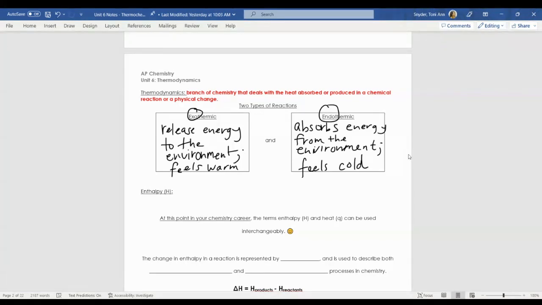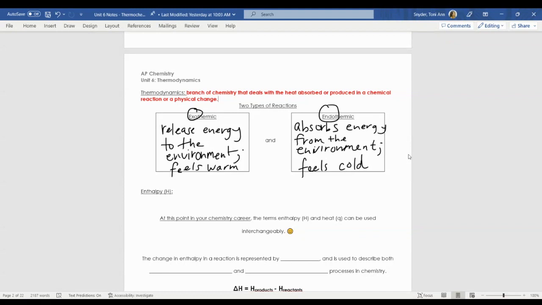Feels cold. So when you go to the doctor, let's say, and they give you a shot and put that alcohol swab on you, that alcohol swab tends to feel very cold. Why does it feel cold? That's because the alcohol is absorbing energy from your body in order to vaporize. And when that happens, it tends to feel cold.